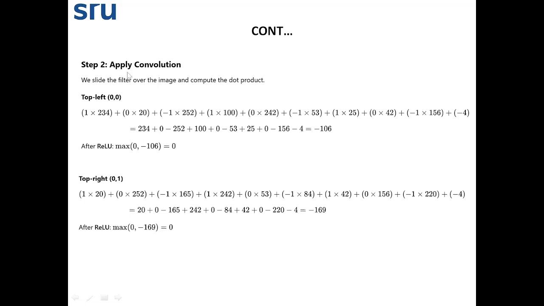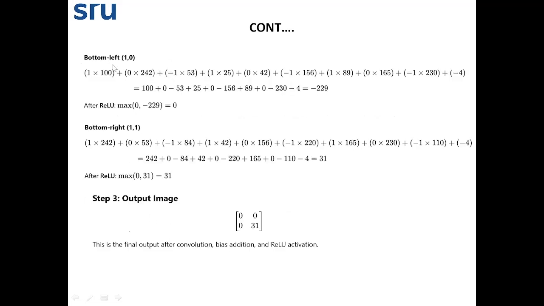Then here we apply convolution. We slide the filter over the image and compute the dot product. So top left 0 0, we have to apply this ReLU function. We are getting here 0. Top right 0 1, this is the convolution part. Then we have to apply this ReLU function. Here we will get 0.